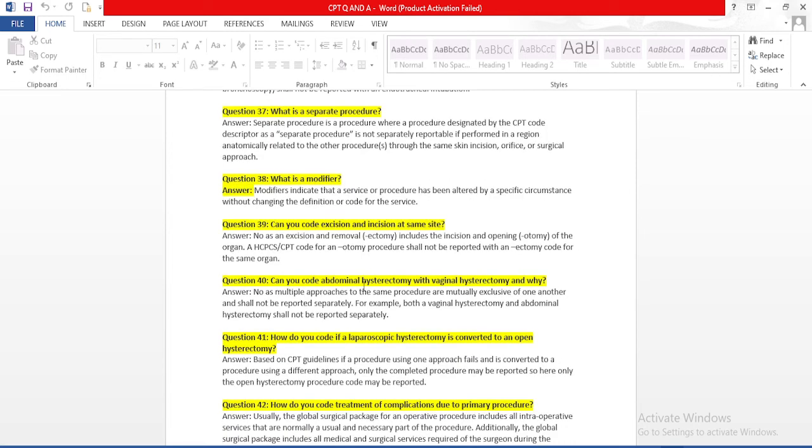Next one, what is a separate procedure? A procedure designated by the CPT code descriptor as a separate procedure is not separately reportable if performed in a region anatomically related to the other procedure, through the same skin incision, orifice, or surgical approach.